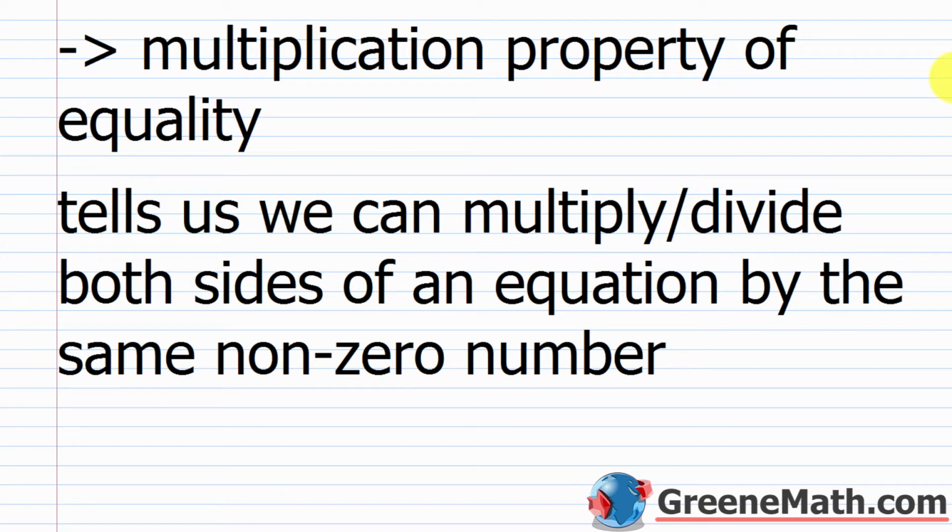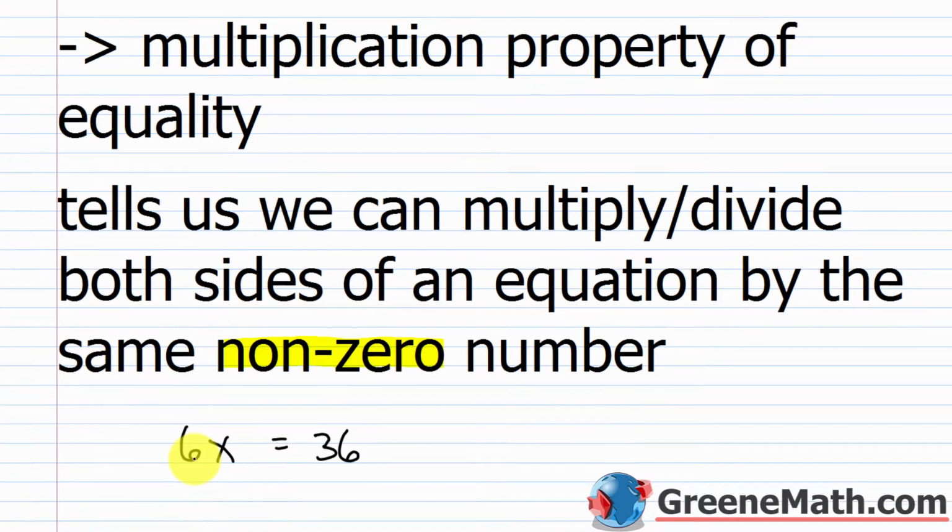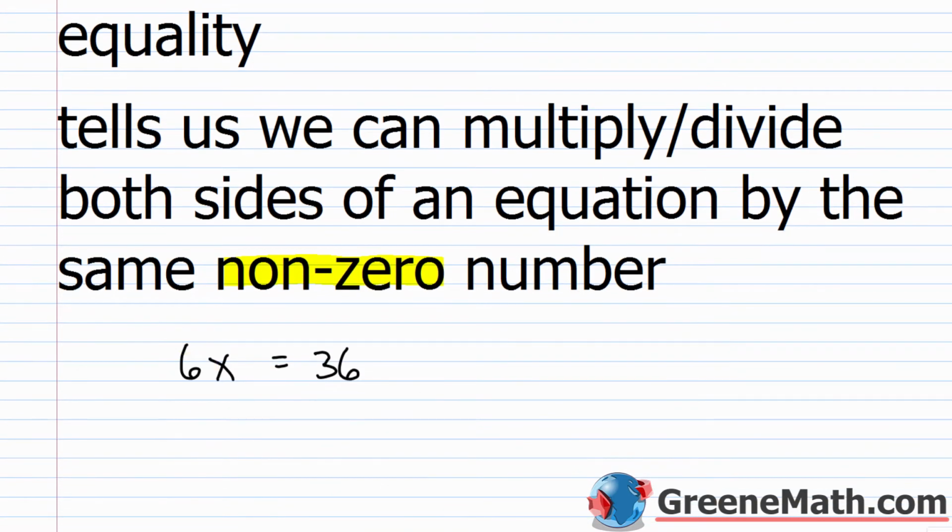All right, the other property that we've already talked about is the multiplication property of equality. This tells us that we can multiply or divide both sides of an equation by the same non-zero number. So you can't do it with 0, but anything else. That's another example of a restriction. We use this to solve stuff like 6x = 36. In this case, I'm multiplying x by 6, so to undo that and get x by itself, I'm going to divide.